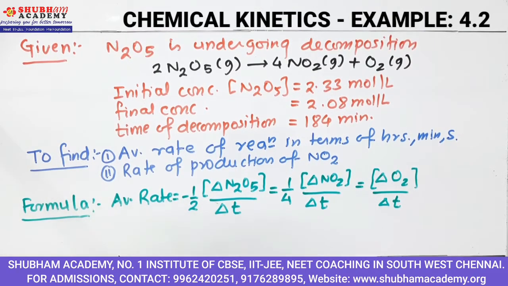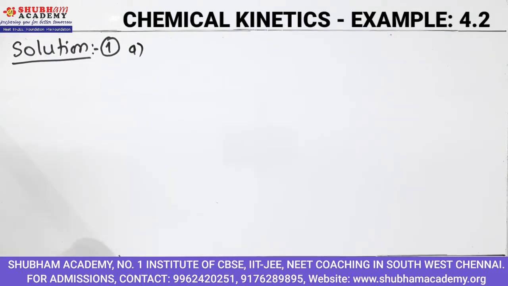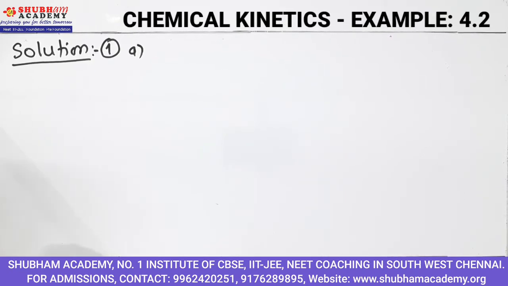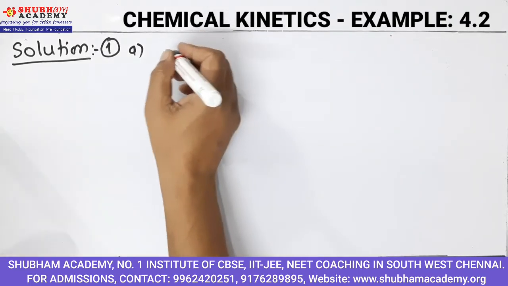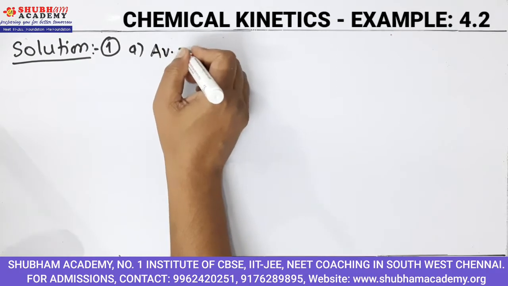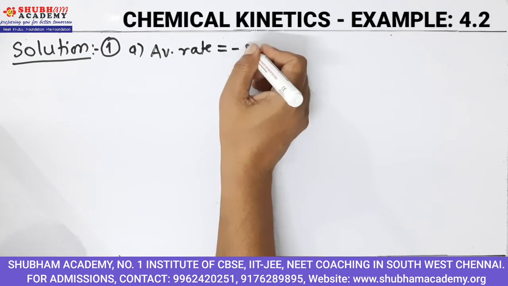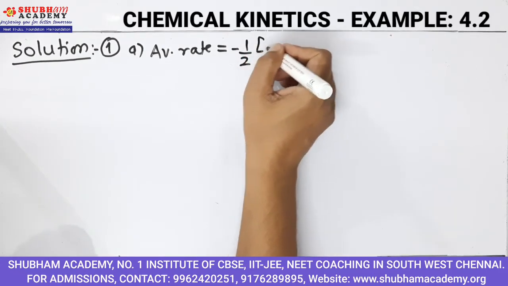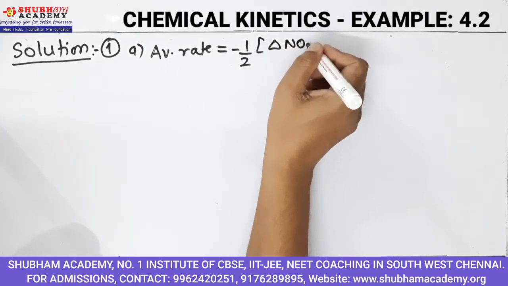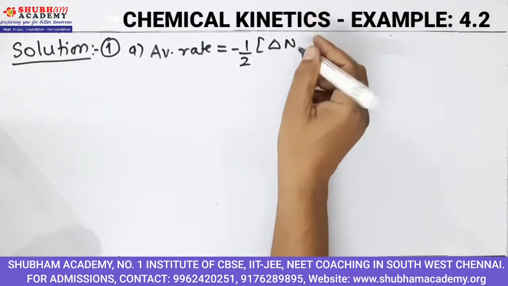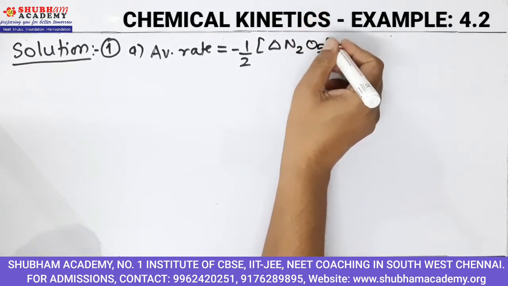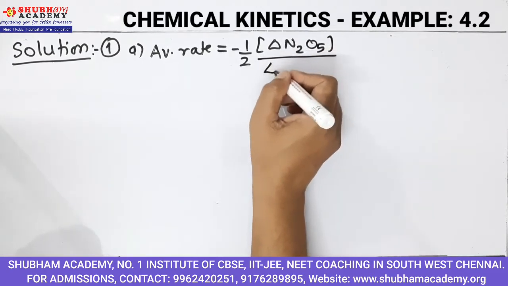So now we will see the solution part of this. So first we are seeing the solution of the first part, that is average rate of reaction, right? In that first we will see in terms of mole liter inverse minute inverse. Okay, so average rate is equal to, what is the formula? Minus 1 by 2 del N2O5 by del T, right?